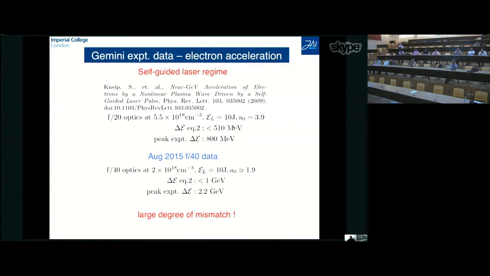Then we went back in August 2015, and we used what is called the F40 imaging optics, which refers to the numerical aperture of the final focusing off-axis parabola, which takes the collimated laser beam to its focal spot. With this focal spot of the laser pulse, we get energies of the order of 2.2 GeV, whereas the equation only predicts energies of less than a GeV. So there is a big mismatch between the predictions of the matched regime scaling laws and the results that we are getting in the experiment. But I'm not referring to this mismatch. This is just the mismatch between the predictions and the energy. I'll show you the strong mismatch that I'm talking about in the next slide.